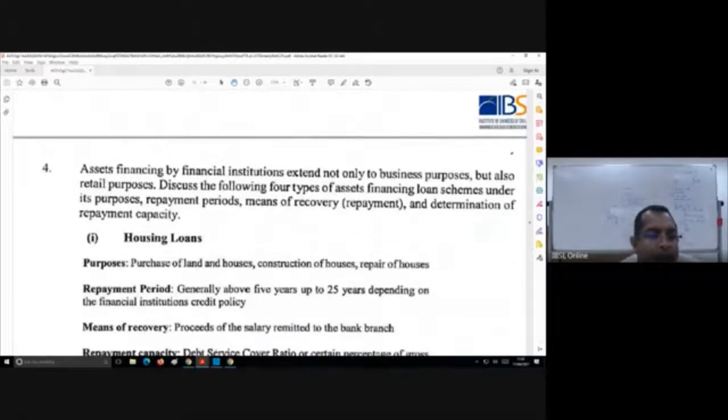Question number 4. What's the time? 11:40. Assets financed by financial institutions extend not only to business purposes but also retail purposes. Discuss the following 4 types of asset finance loan schemes under the purpose, repayment period, means of recovery, and determination of repayment capacity. I have given you a handout which discusses different products. Go through those things.